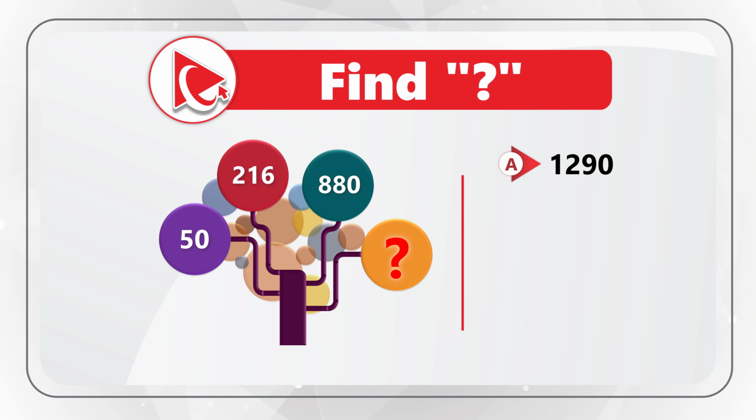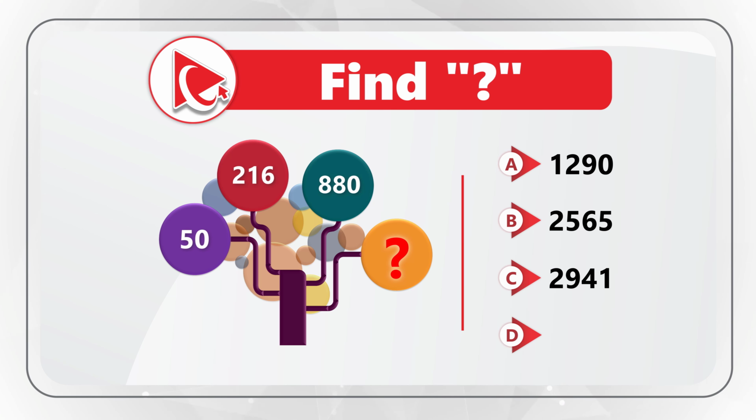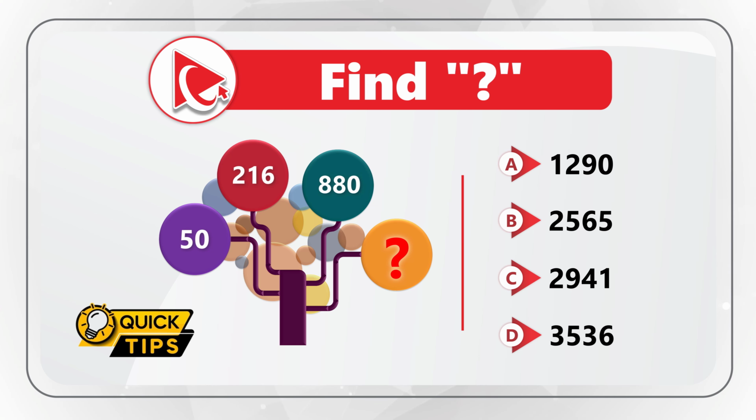Choice A, 1290. Choice B, 2565. Choice C, 2941. And last but not least, choice D, 3536. I'm gonna give you a quick hint. Take a close look to see what exactly do you see on this picture.